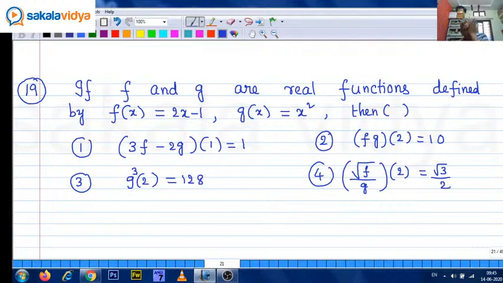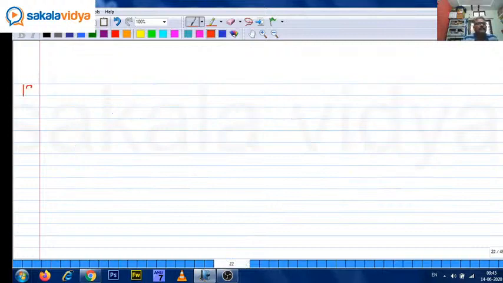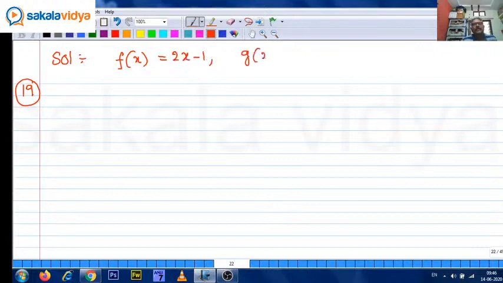Actually, we need to check the four options. Unless and until we check the four options, we cannot get this problem. So this problem is actually based on operations on the functions. So let us do it now. Okay, 19th solution. Here, f of x is defined as 2x minus 1. G of x is defined as x square. Real functions means no problem. Its domain is the real number system.